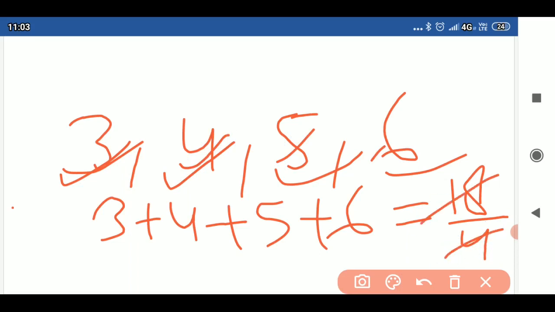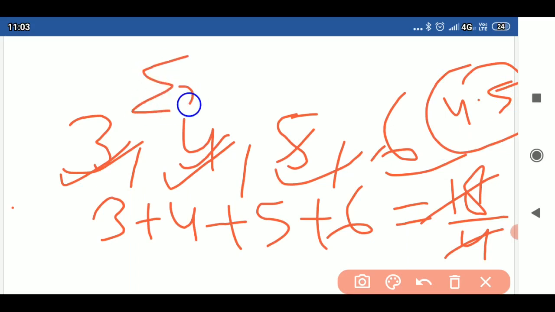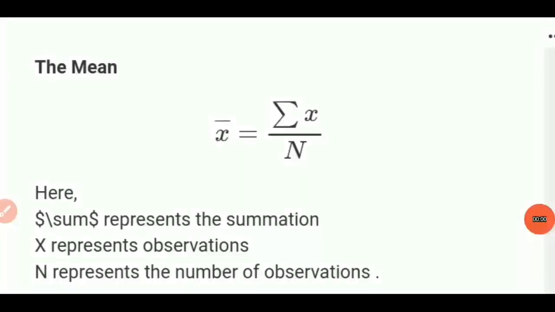So it means that 18 divided by 4 is 4.5. So what is the mean here? Mean is sigma x divided by n. This is the formula for finding the mean. Mean is the process of calculating the average of the given data values.